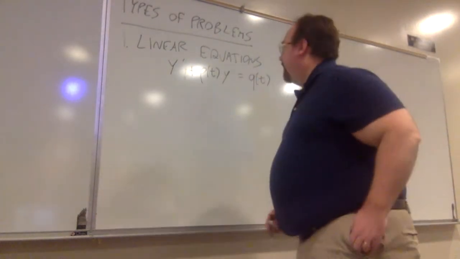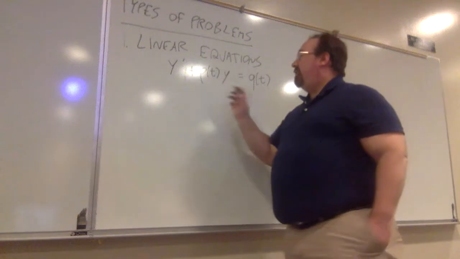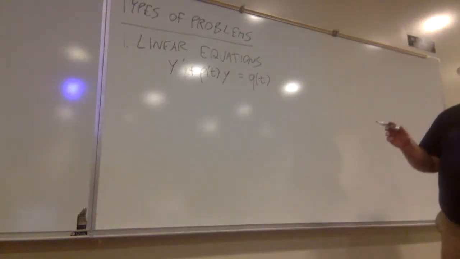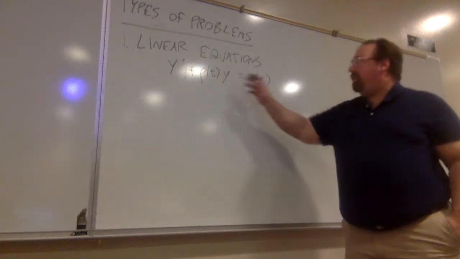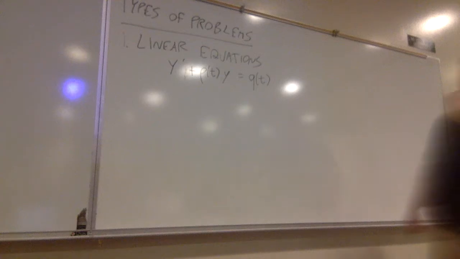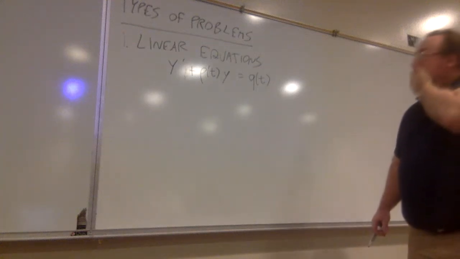Okay. So if it's not given to you in this form, then get it in this form so that you can recognize what is your p of t, what is your q of t. Form is very important because I'm giving you solution formulas, and those solution formulas rely on the equation being in that form at the start. Otherwise, everything just gets thrown off.